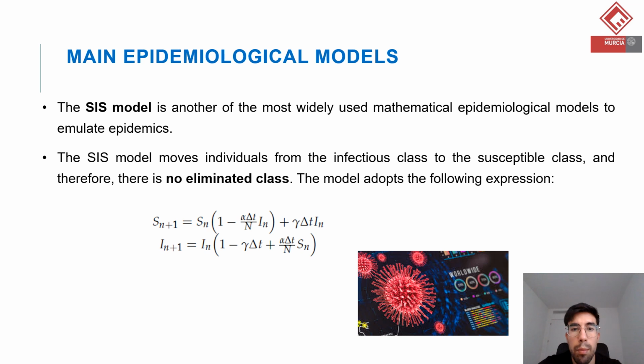The SIS model is another of the most widely used mathematical epidemiological models to emulate epidemics, which is obtained by iterative computation. It is assumed that in a closed society there are no deaths, no births, and no population migration, and infected individuals are not reinfected after recovery. Clearly, these assumptions are valid for a limited time interval.